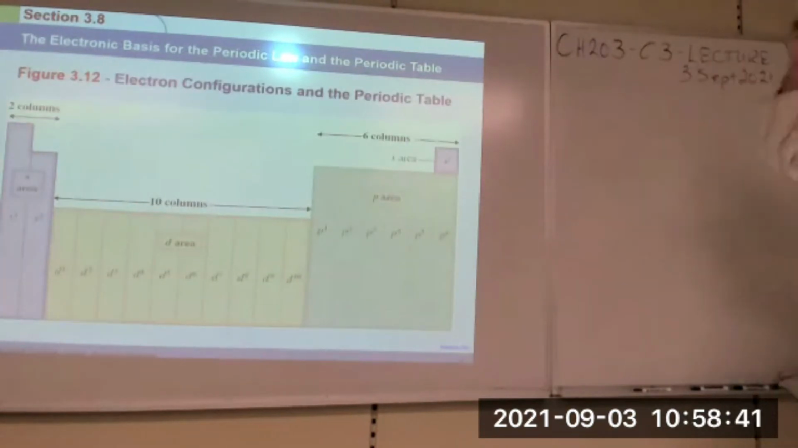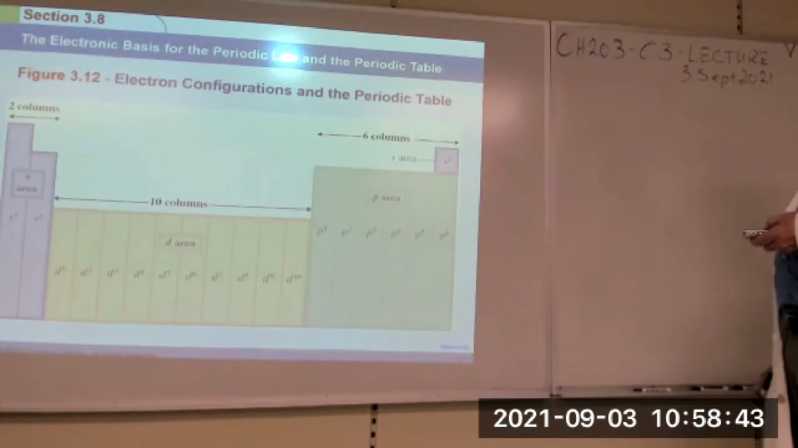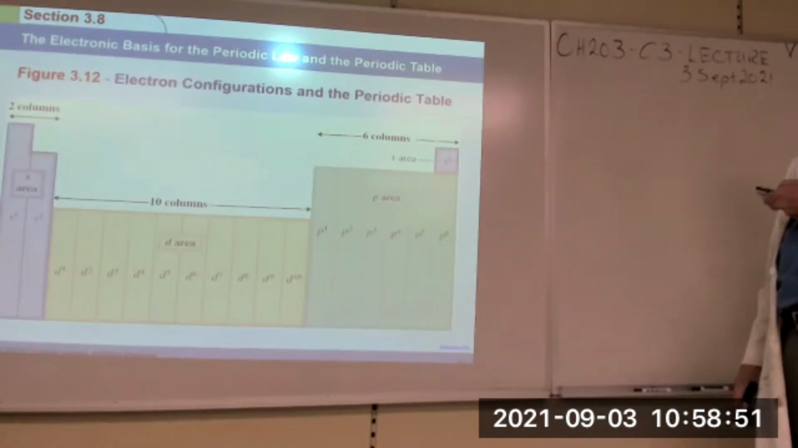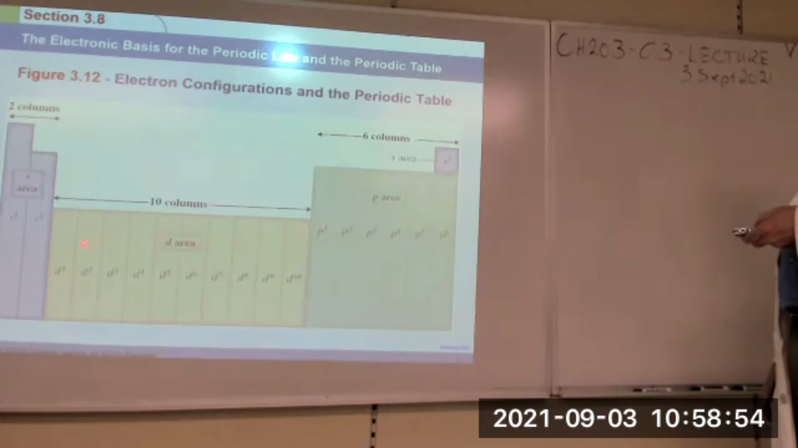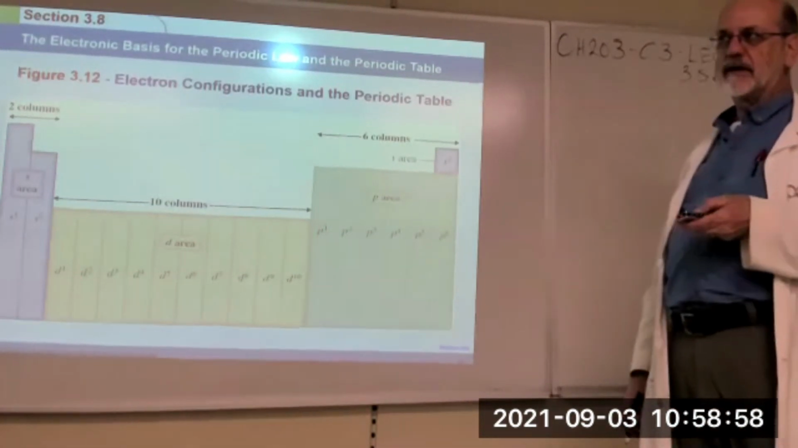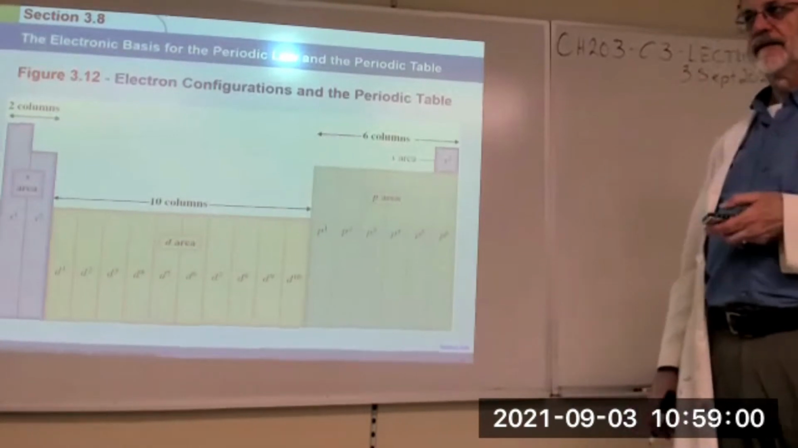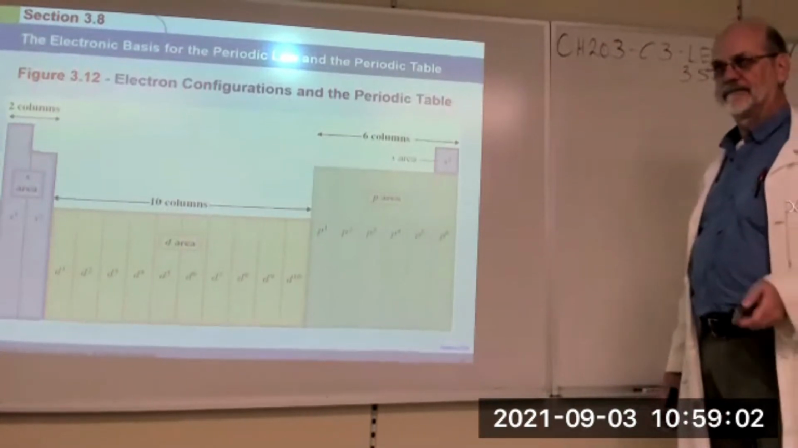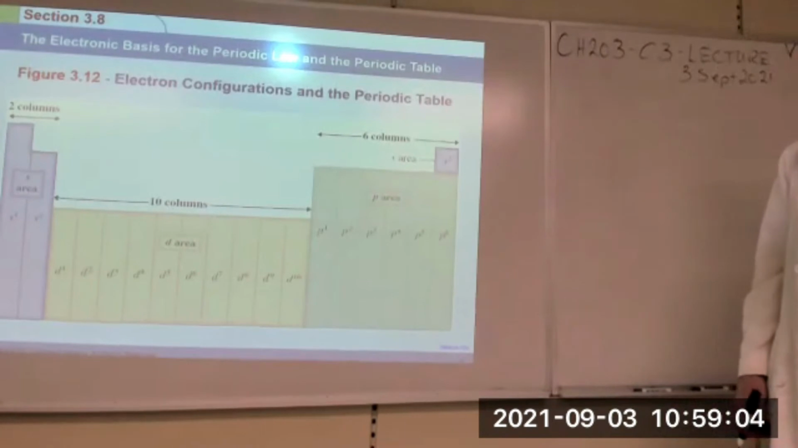I mentioned this earlier. s orbitals here, p orbitals there. Helium only has access to 1s, so it's also s. And these are d orbitals. We're not mentioning the f orbitals down here. I don't think I'll spring that one on you. It's a little bit too much.